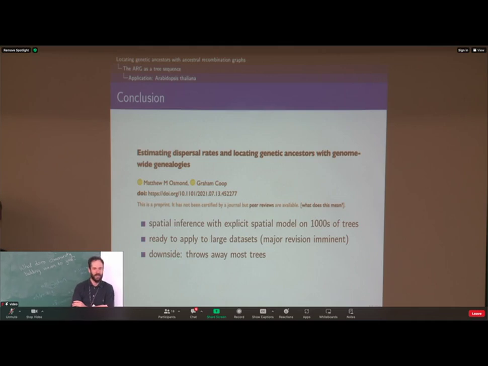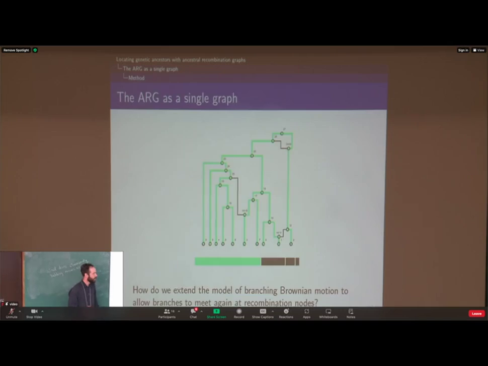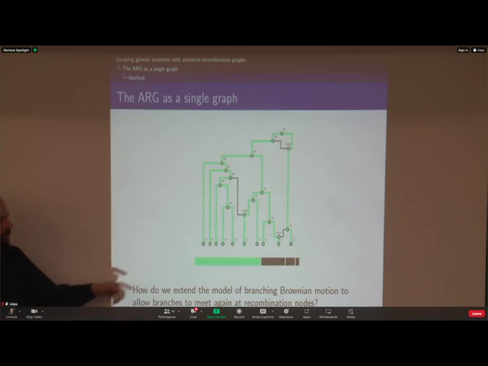The downside, and my segue to the next section, is that we throw away most of the trees. Right now we're using every 100th tree, so we're throwing away 99% of the trees. There's a lot of information being tossed away to get our independence from tree to tree. So what I'm really excited about is how to use all the data.